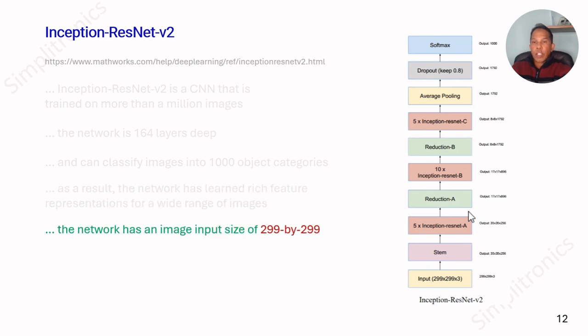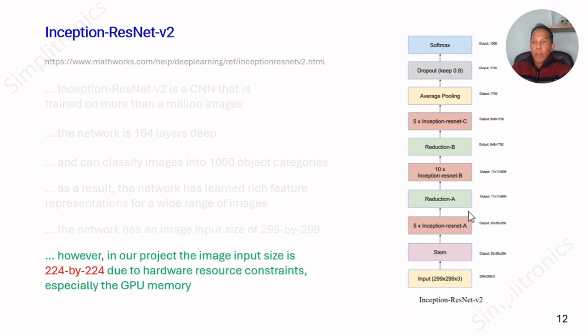As a result, the network has learned rich feature representation for a wide range of images. The network has an image input size of 299 by 299. However, in our project, the image input size is 224 by 224 due to hardware resource constraints, especially the GPU memory.